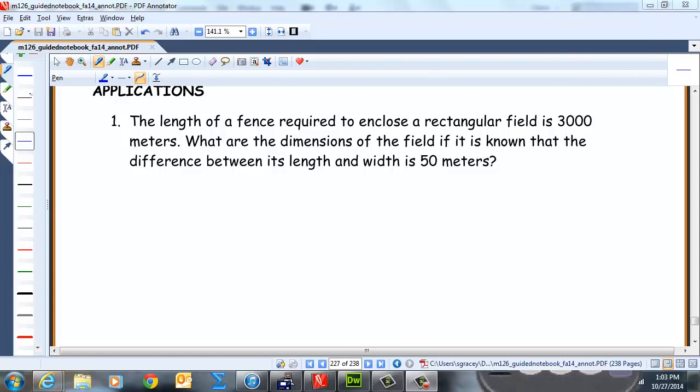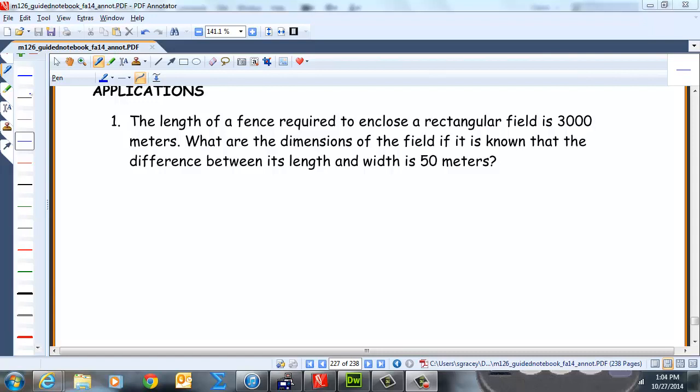So today we'll be covering the second part of the systems of linear equations, and this part deals with the applications. So here we go. First one, we have the length of a fence required to enclose a rectangular field is 3,000 meters. What are the dimensions of the field if it's known that the difference between its length and width is 50 meters? So you have to decide what kind of information you've been given.